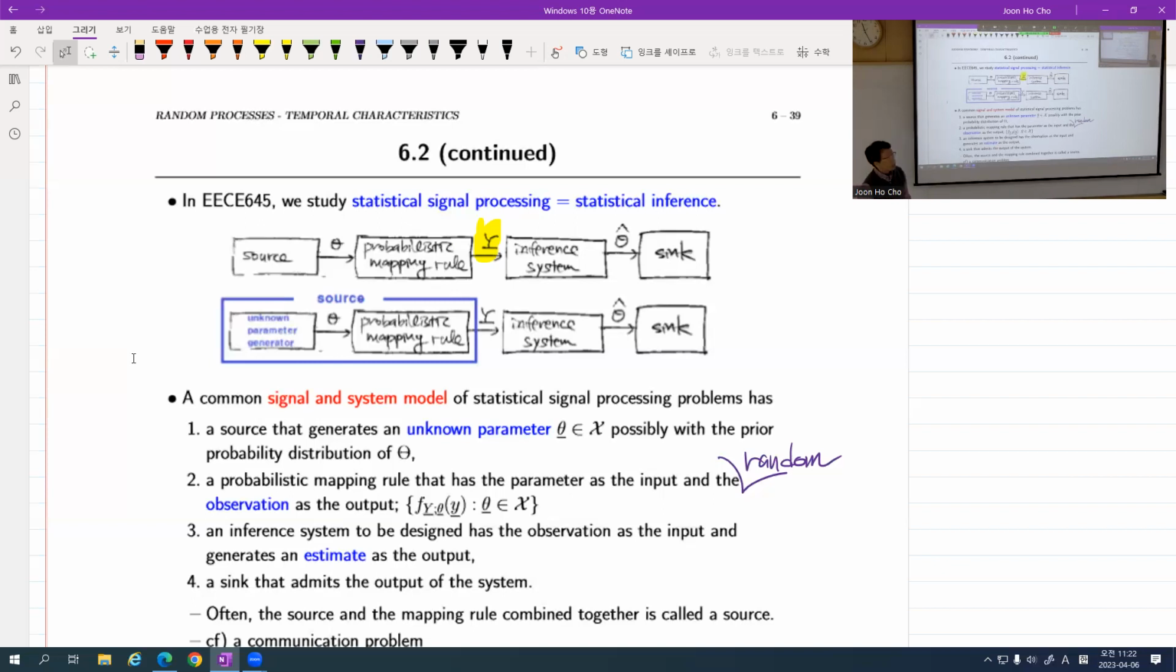Or sometimes we just combine these two. Anyway, we only observe that one. So given Y, we want to find out some governing parameter theta using this inference system. Got it? So this is the task of statistical signal processing and also machine learning and artificial intelligence. We want to build an inference system. Got it?